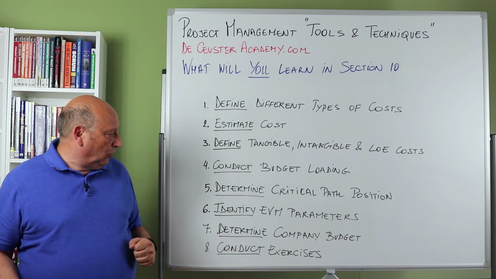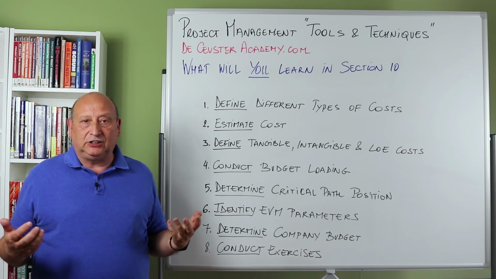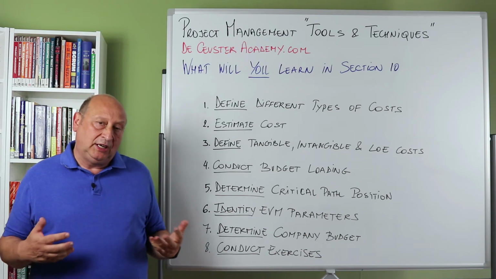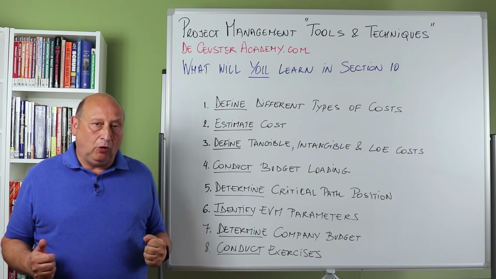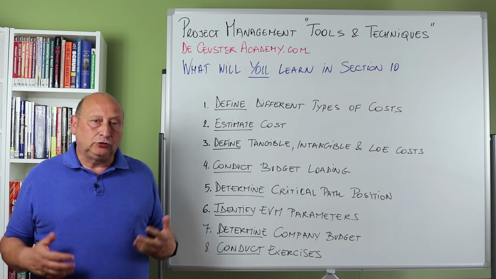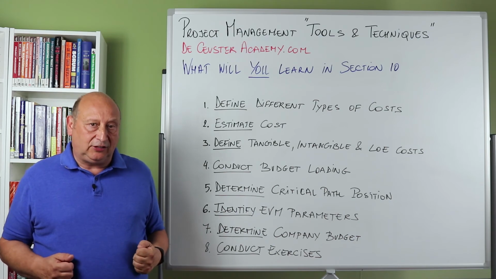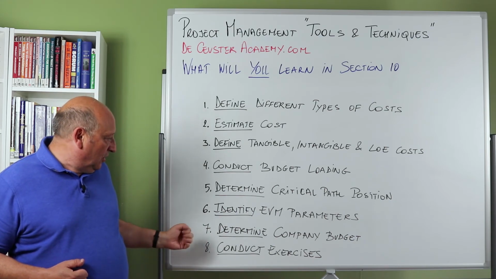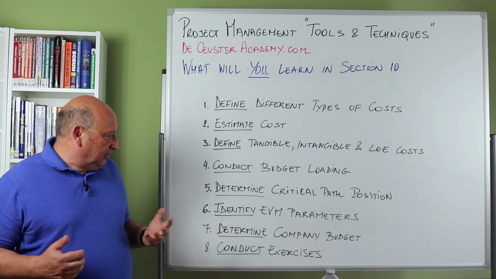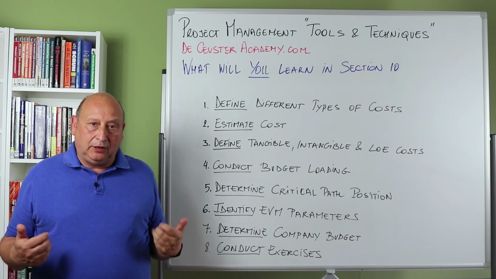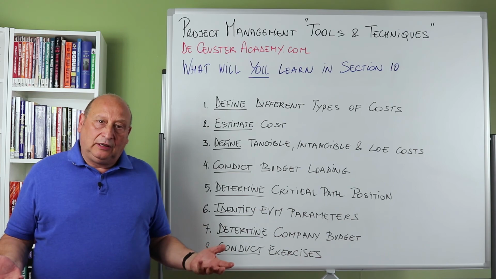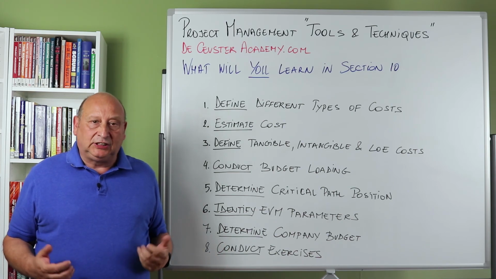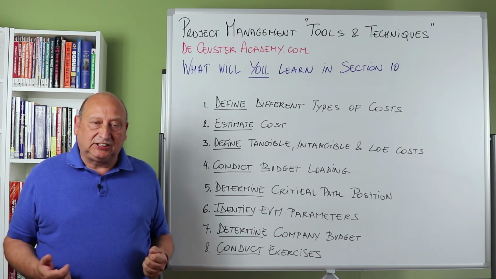We look at those earned value parameters that I already spoke about. We just give a short definition of them, nothing more. We will come back to those during the project execution. And finally, determine the company budget that's related to the project and demonstrate all of this with a practical exercise.